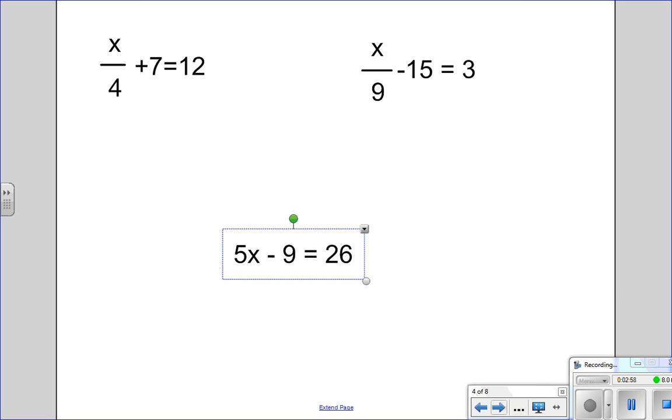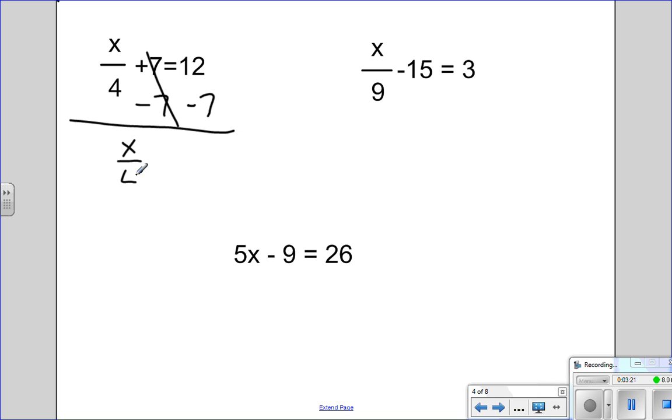So try these 3 on your own. Remember, get rid of the term without the variable first, and then isolate the variable. So I have x divided by 4 plus 7 equals 12. First things first, I'm going to subtract 7 from both sides. I get x over 4 equals 5. Multiply both sides by 4 to get rid of those, and I'm left with x equals 20.